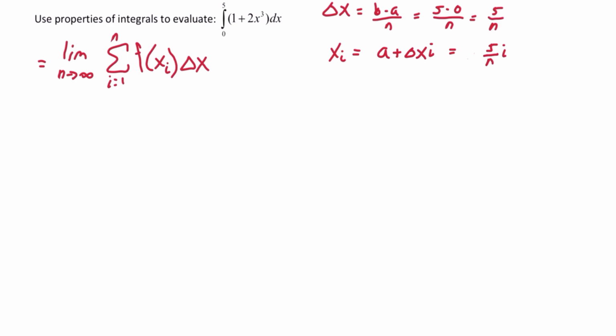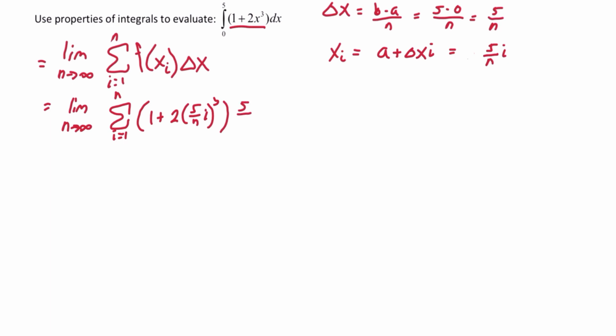So now filling in what we have to the formula, limit as n approaches infinity, sum i equals 1 to n. And now we'll plug in our x sub i to the equation f. We have 1 plus 2 times x sub i, which we found to be 5 over n times i, cubed, times delta x, which we found to be 5 over n.